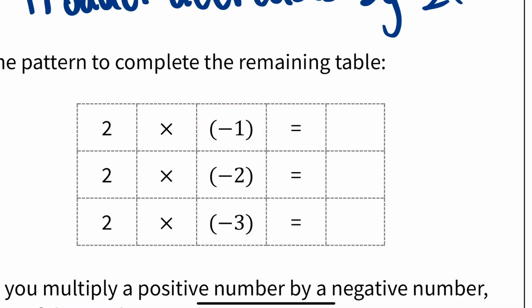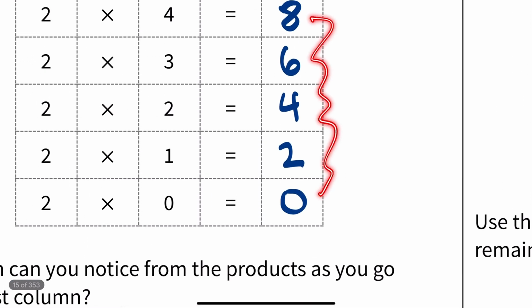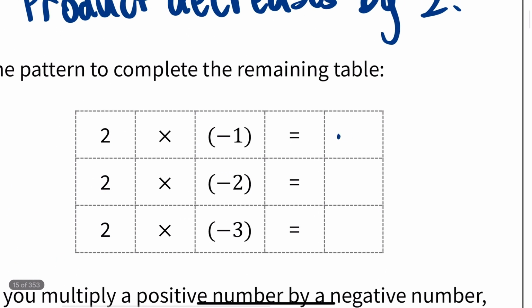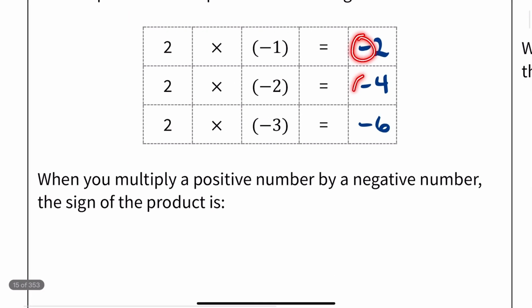So what's the answer to 2 times -1? Well, the pattern of the product is a decrease by 2 every time. So from 0, we're going to decrease it by 2. And that brings us to -2. The next multiplication, 2 times -2, we're going to decrease by 2 following the pattern again, -4. And then decrease it again by 2, get to -6. So when you multiply a positive number, such as 2s that you see here, by a negative number, such as a -1, -2, -3 you see here, the sign of the products are negative.